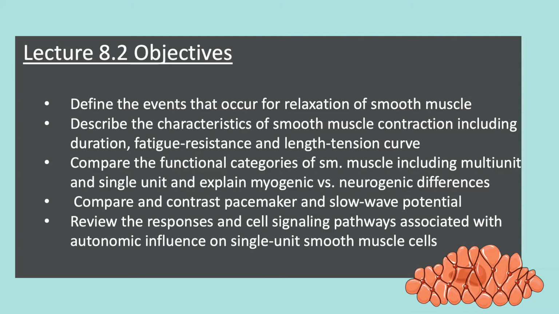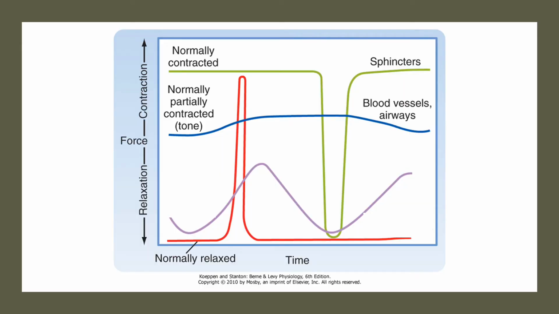We'll start today by looking at the types of smooth muscle contraction, and then we'll move into the events that need to occur for relaxation of smooth muscle. To begin today, we're going to look at some contractile activity within smooth muscle. Now, smooth muscle can be grouped into two categories, depending on that contractile activity or the state of contraction. And that is tonic or phasic smooth muscle.